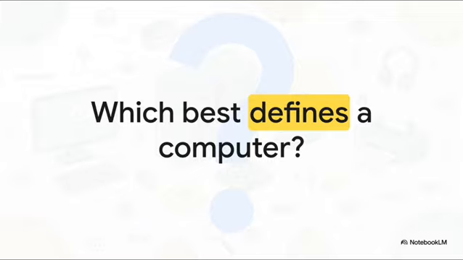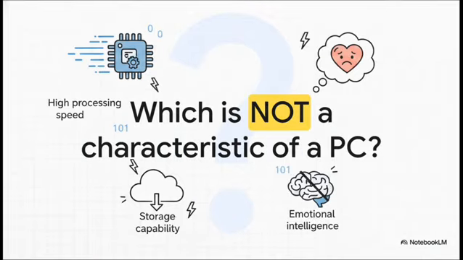D. A device used only for typing. Think back to our IPO cycle discussion. The correct definition is B. A device that processes input to produce output. Here's question 3. Which of the following is not a characteristic of a PC?